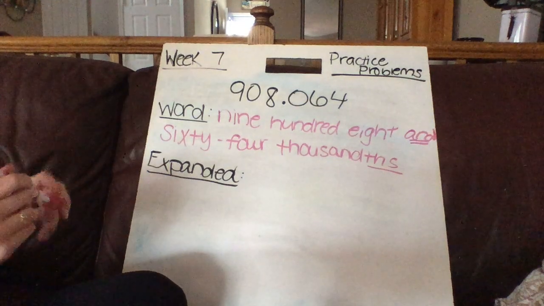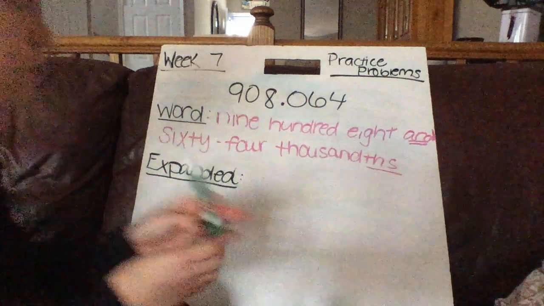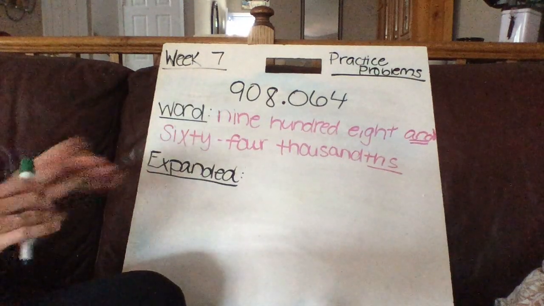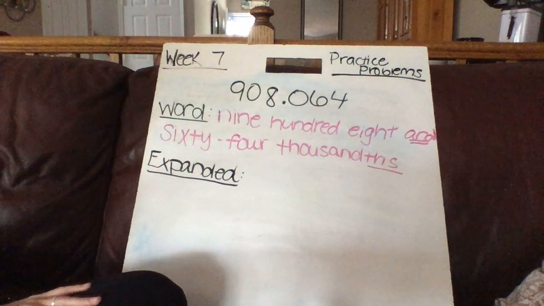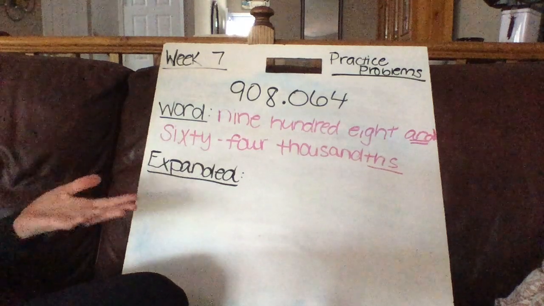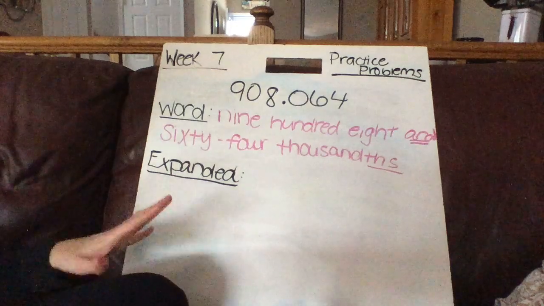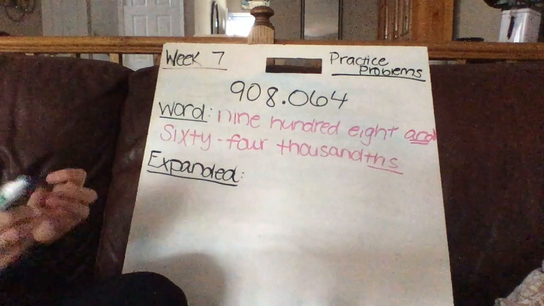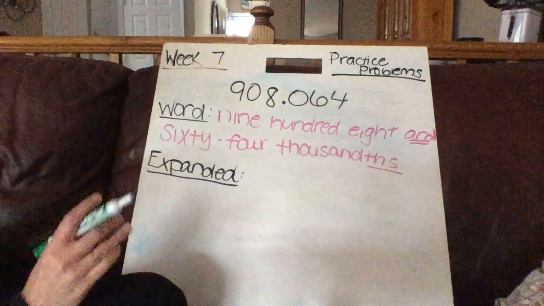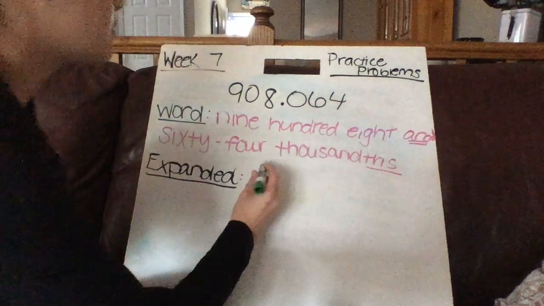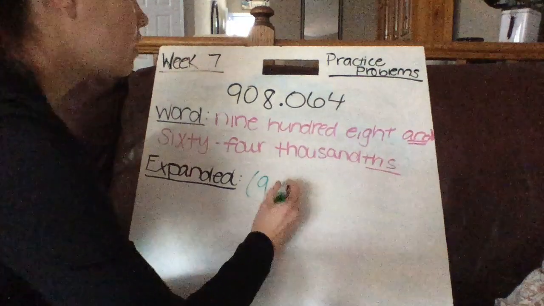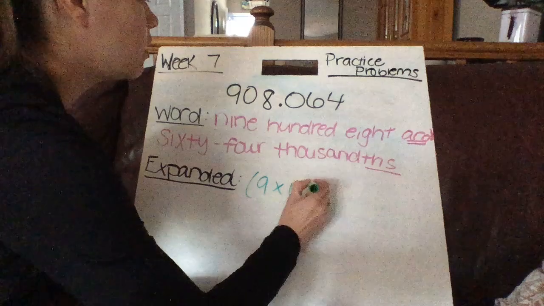doing decimals. Now, expanded form is we're going to take each of the digits and we're going to expand it. Now, remember, there's a couple different ways you could do expanded form, and they're all correct, okay? But we like to do the more 5th grade way, which is expanding it a little bit more. So 9, yes, it's in the hundreds place, but that means we're going to write 9 times 100.